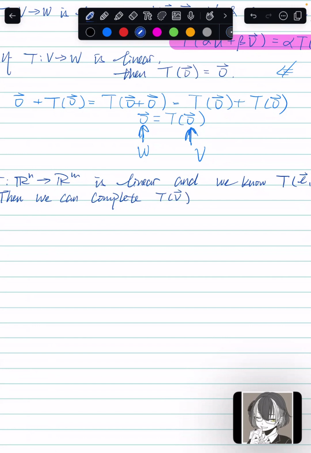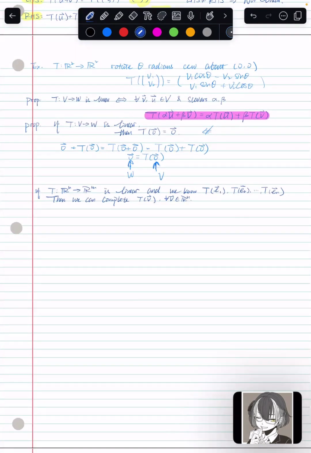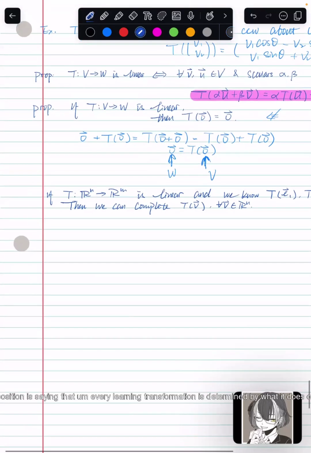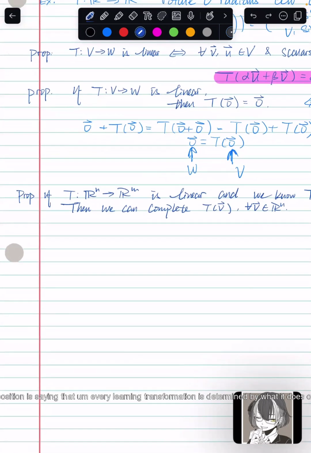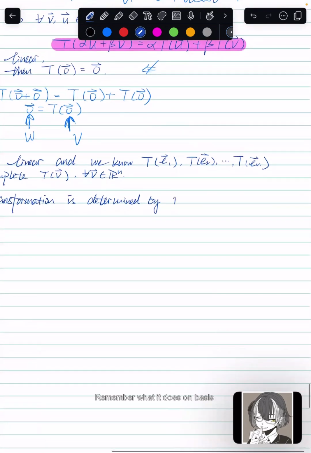T of any v in R^n. So this proposition is saying that every linear transformation is determined by what it does on the basis.